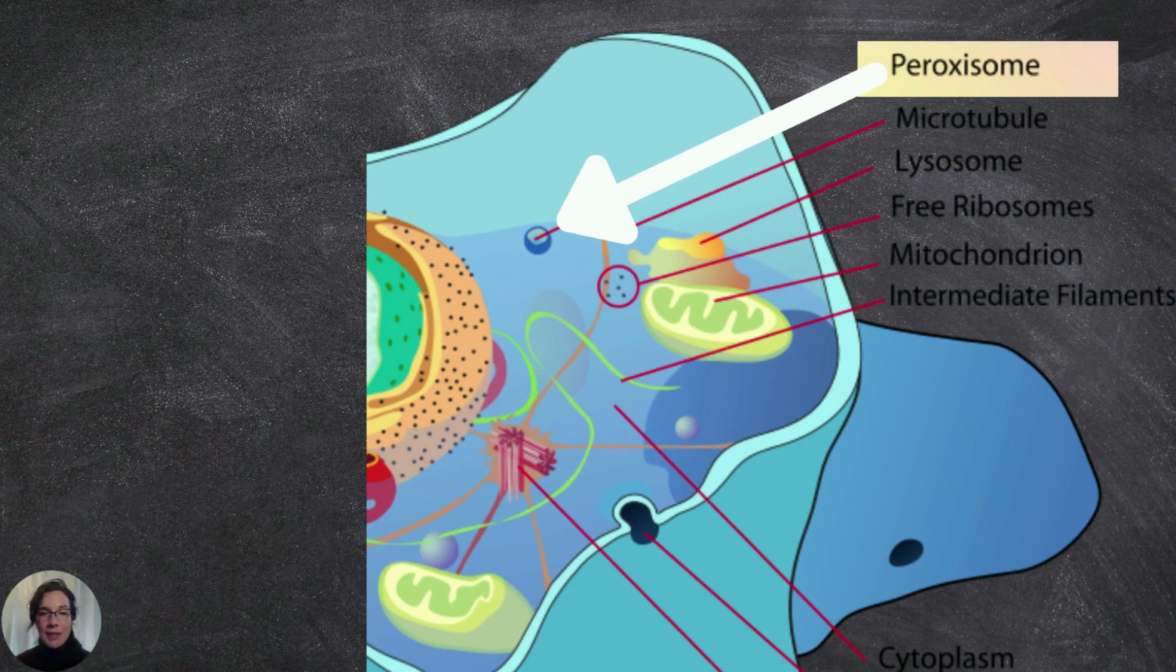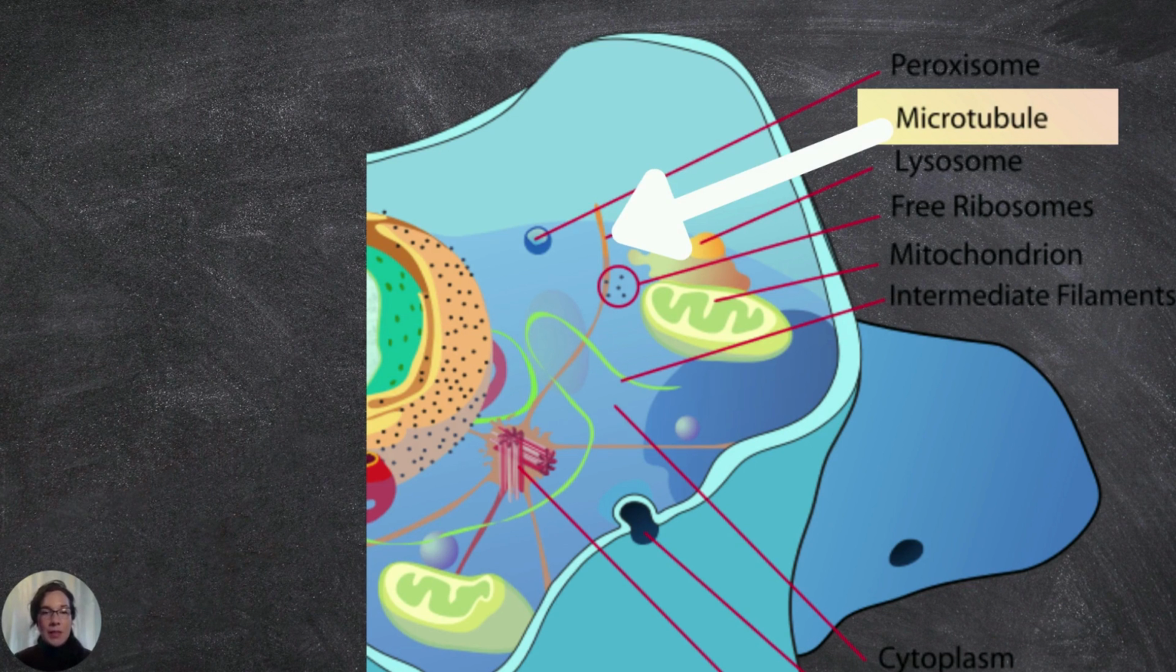Next, we have this little blue ball that is a peroxisome. Again, this could be depicted in multiple colors in various illustrations. Here, it's depicted in blue. Peroxisomes contain enzymes that move around hydrogens. One of the biggest things to remember is that it's involved in making and then degrading hydrogen peroxide, hence peroxisomes.